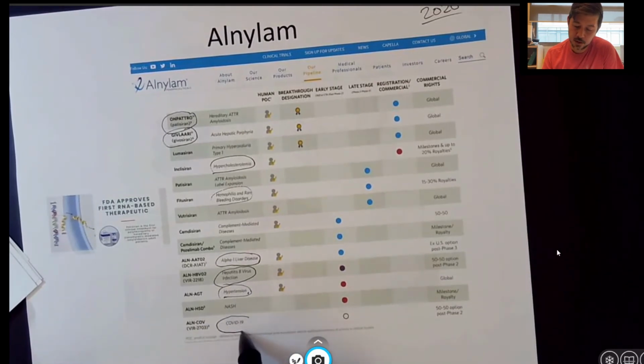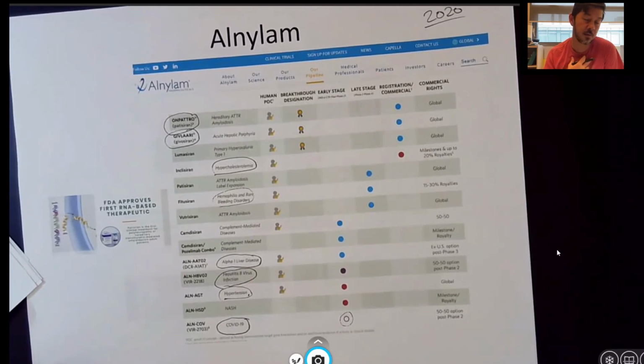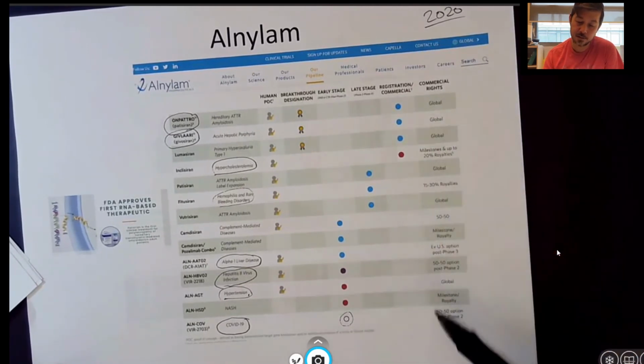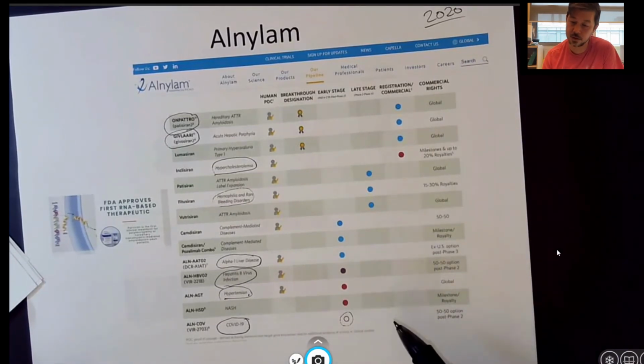I just want to highlight this one here. ALN-CoV targets the COVID-19 coronavirus. And this is, of course, at an early stage because it's 2020. This pandemic really just started. But they have some candidates where potentially you could be given an siRNA as a respiratory nasal spray, similar to an asthma puffer, and this would go into your lungs and really help eradicate the virus. So there's a lot of excitement in the field and a lot of versatility in using these types of molecules.